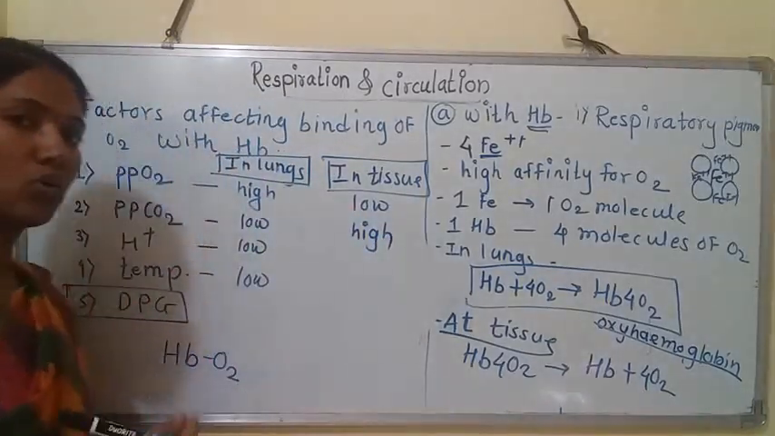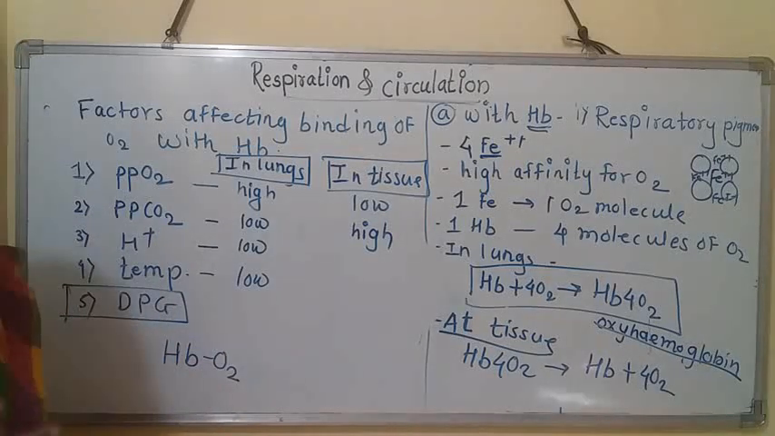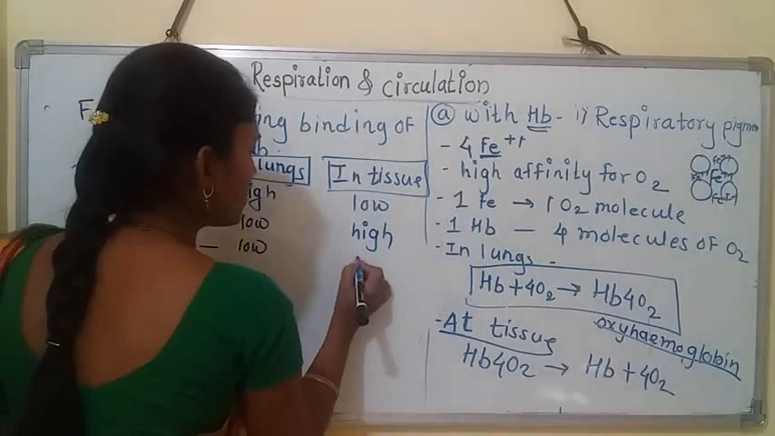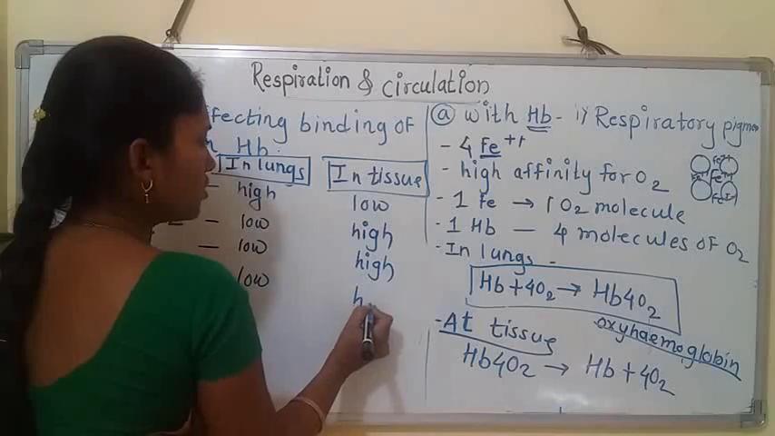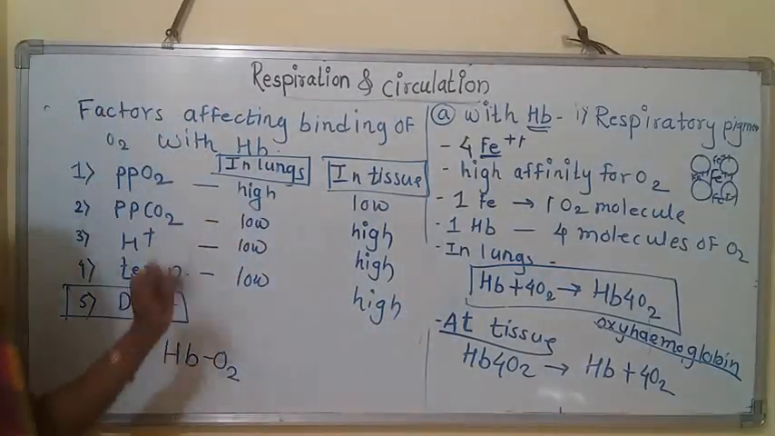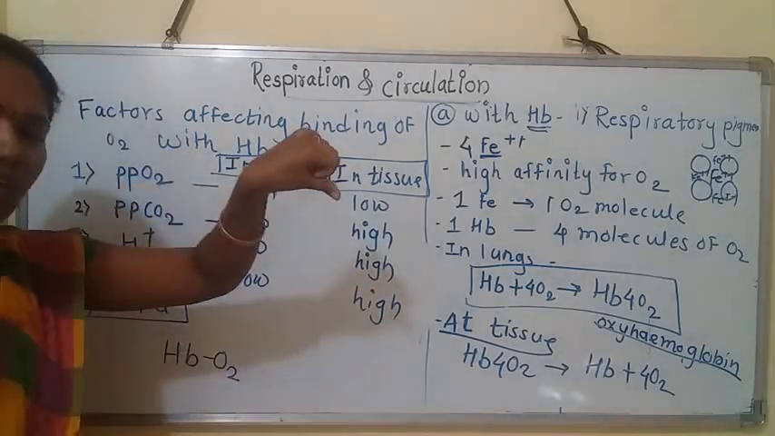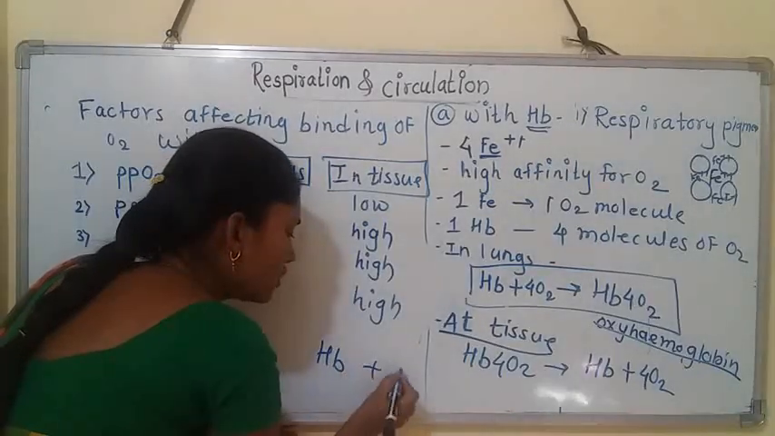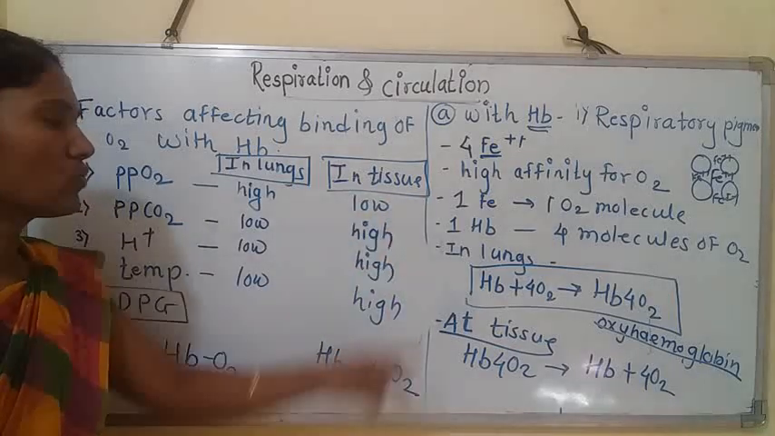Partial pressure of CO2 is high because of various activity. Carbon dioxide is produced there. Therefore, concentration of CO2 is high. H plus ion concentration is also high due to various metabolic activity, and temperature is also high. Now, conditions become opposite as compared to the lung, and these conditions are favorable for breaking of the hemoglobin and oxygen complex. So, hemoglobin and oxygen get dissociated from each other due to these factors.